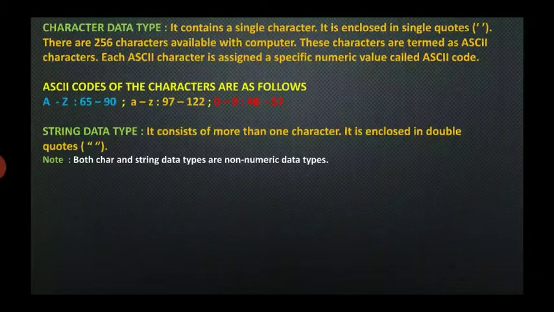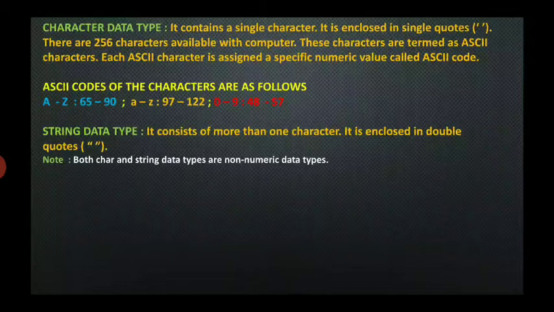So these were the 2 numeric data types. Now comes non-numeric. Non-numeric, first one is character data type. Now it contains a single character. It is enclosed in single quotes.